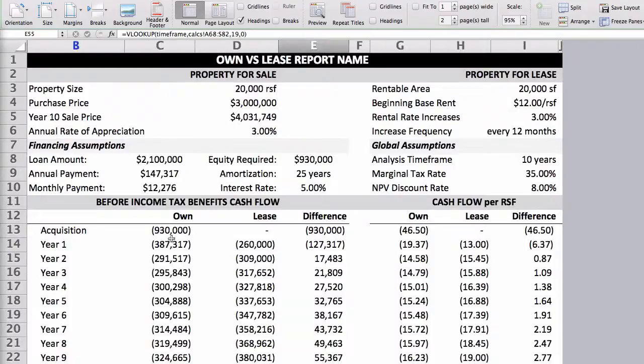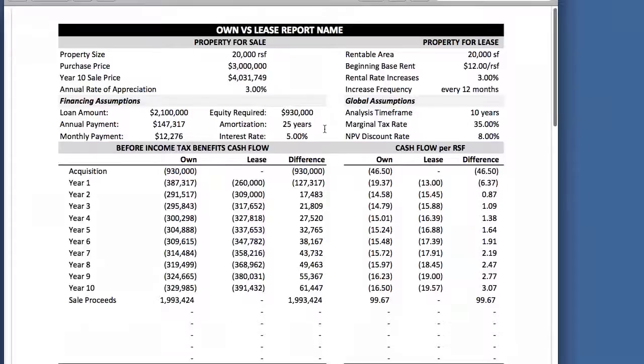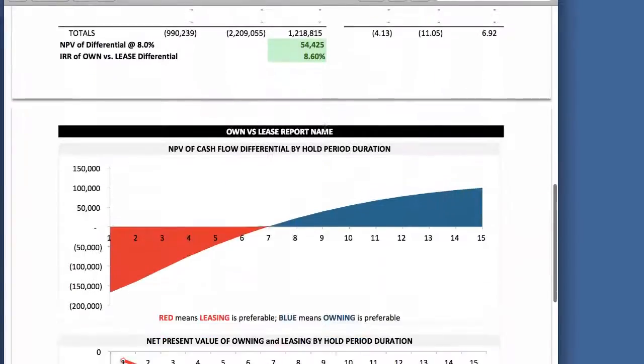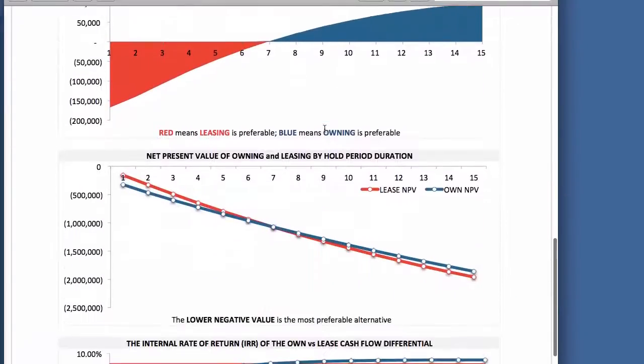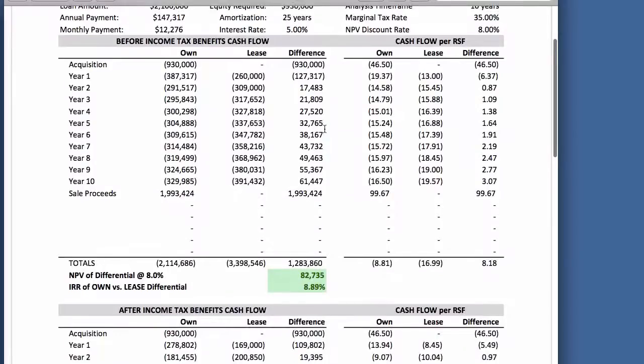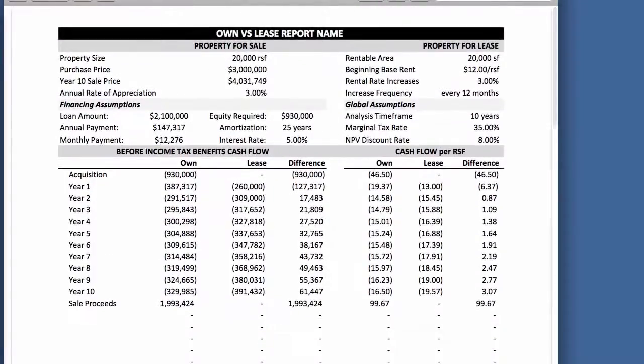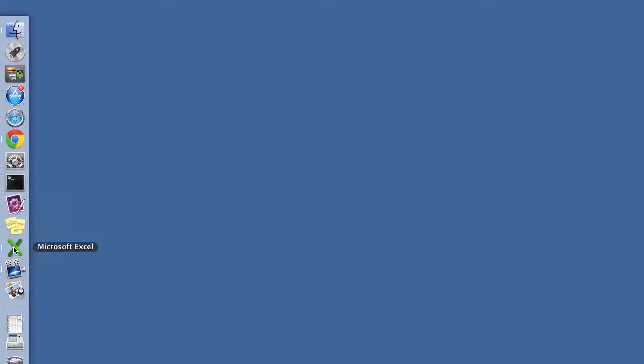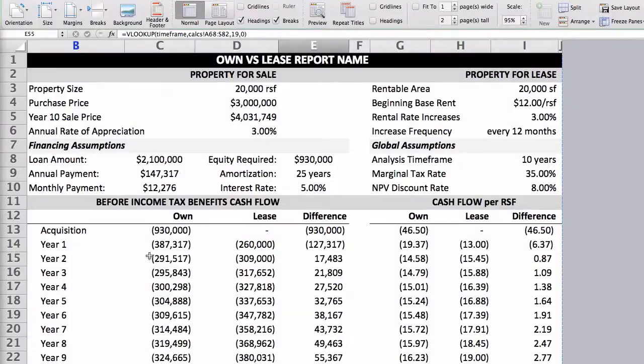And same with the results. We can view what the results look like. This is a 2-page result report here that you're able to print out and provide to your client relatively quickly. So that's a quick overview of our lease versus own analysis spreadsheet.